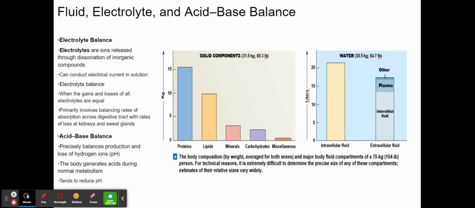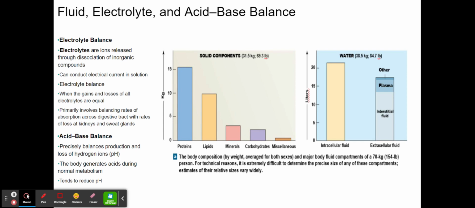Second is electrolyte balance. Electrolytes are the ions released when inorganic compounds dissociate. They are also named because they can conduct an electrical current in a solution. Each day, your body fluids gain electrolytes from the food and drink that you consume. Your body fluids also lose electrolytes in urine, sweat, and feces. For each ion, daily gains must balance daily losses. For example, if you lose 500 milligrams of sodium in urine and sweat, you need to gain 500 milligrams of sodium from food and drink to remain in sodium balance.